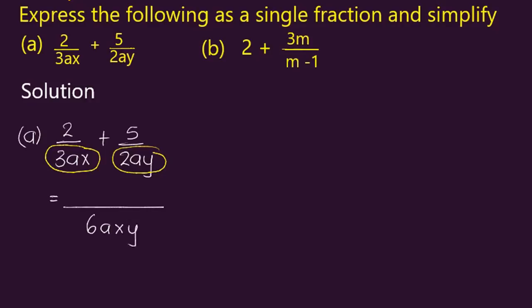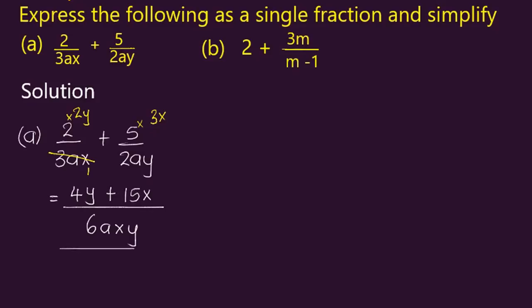6axy. And the next thing you do now is you divide 3ax into 6axy, and what we get right there will come out as 2y, and we multiply 2y by 2, the numerator, and that will give us 4y. Again we do the same with 2ay. We divide 2ay into 6axy. What do we get? We get 3x, and we multiply 3x by 5, and that will give us 15x.